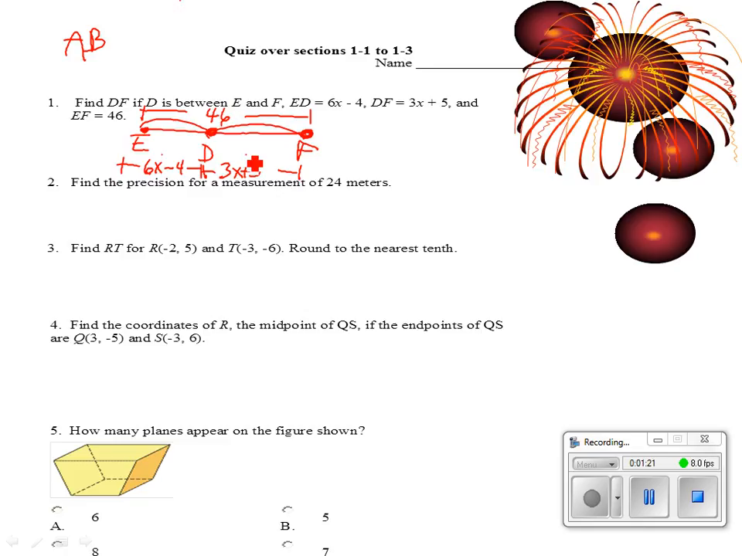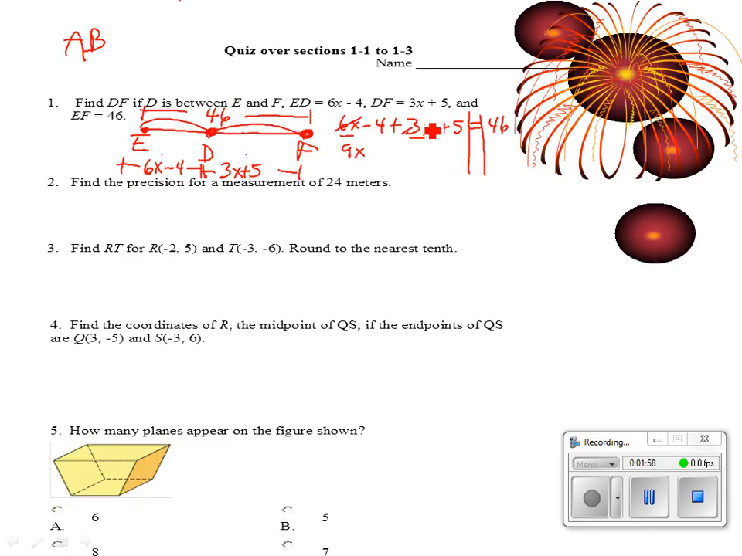So we could set up an algebraic equation. 6x minus 4 plus 3x plus 5 should equal 46. Collect like terms. Some people, if it helps you, split it up at the equal sign. I know when I taught algebra, I always taught to split it up at the equal sign, because if things are on the same side of the equal sign, you don't do the opposite. You just put them together. So the 6x and the 3x are on the same side. Well, we just put them together and you get 9x.